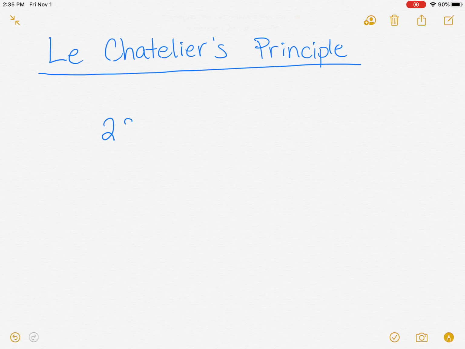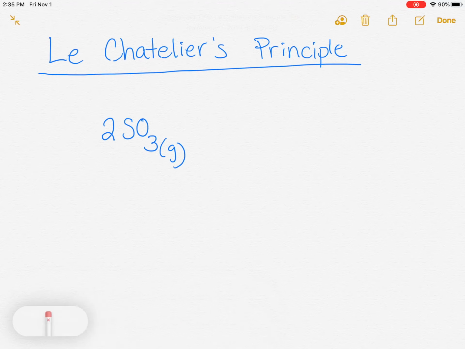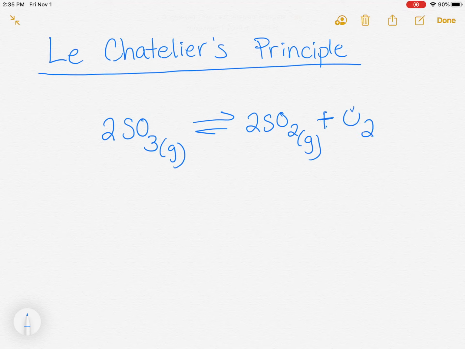So our reaction is going to be SO3 gas reacting, producing SO2 gas and some oxygen gas, O2 gas. Okay, and it's going to create some energy as well, so it's an exothermic reaction. We're going to have a look at all the different rules that can be applied to determine which direction our equilibrium is going to shift in.